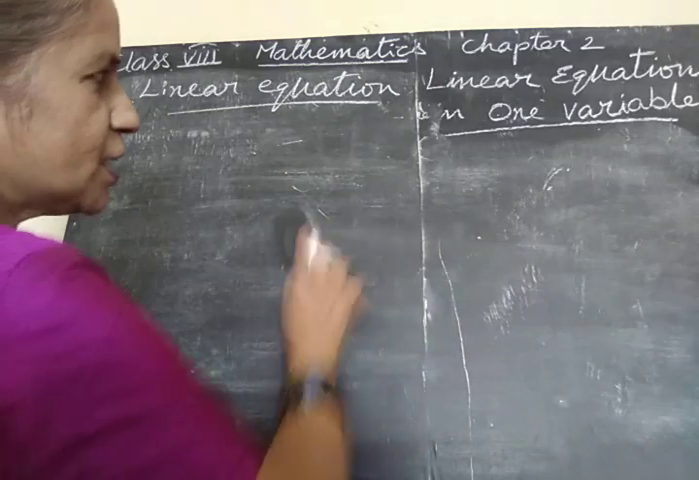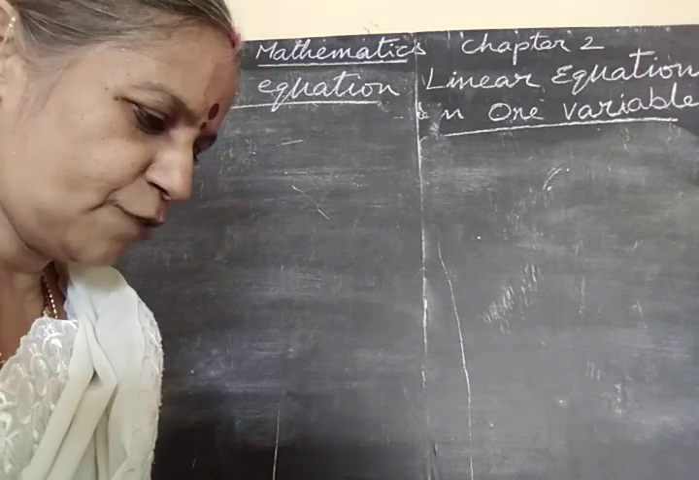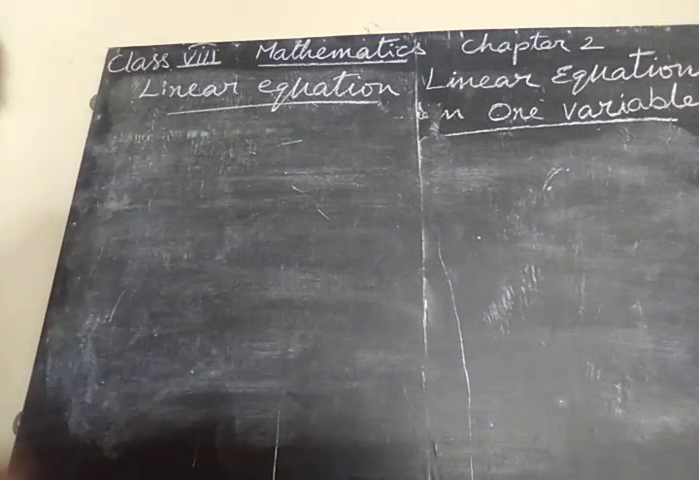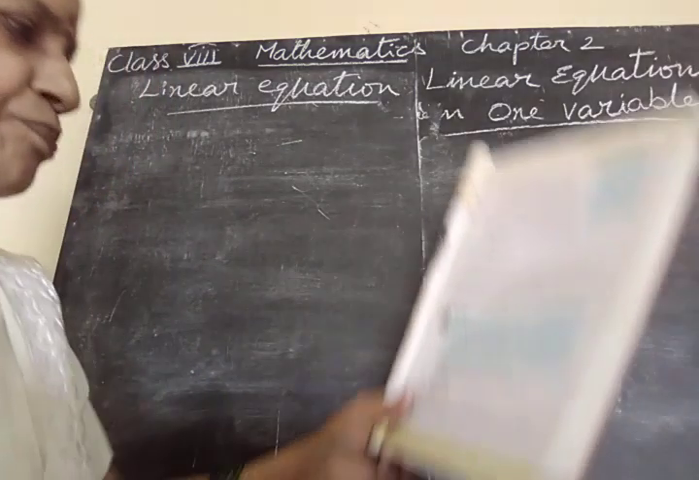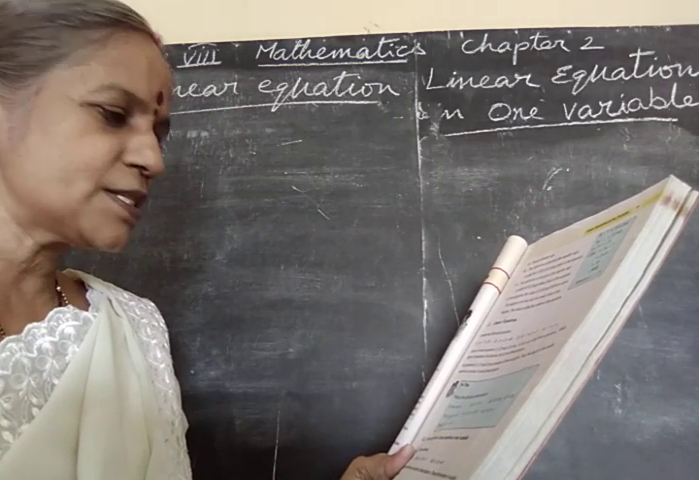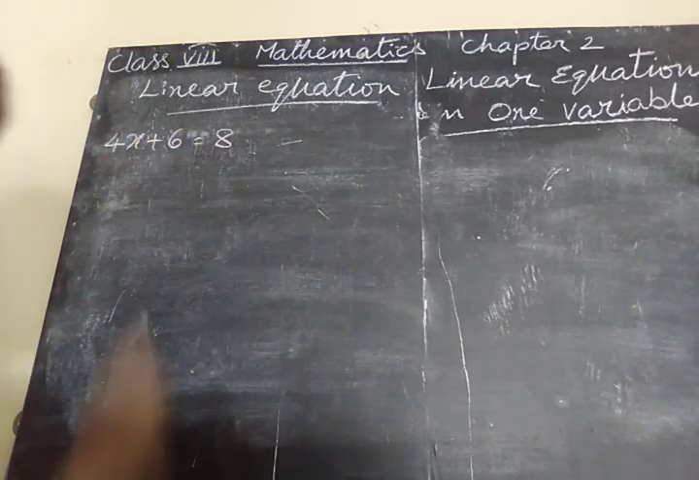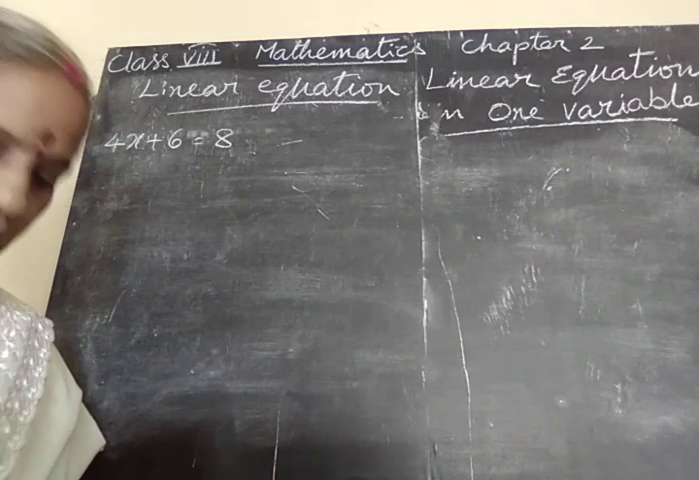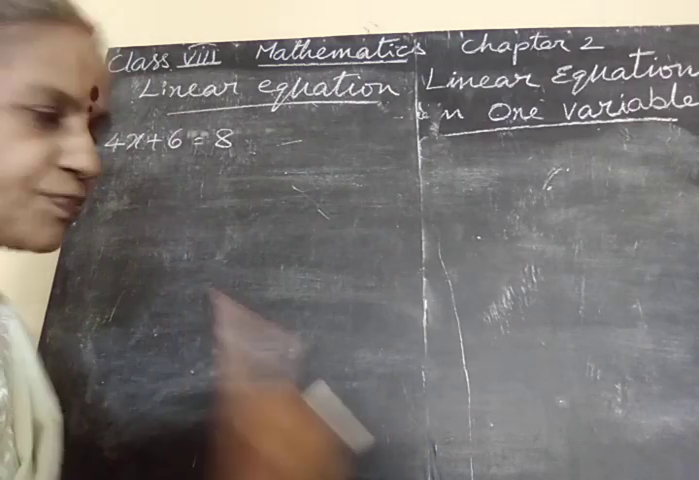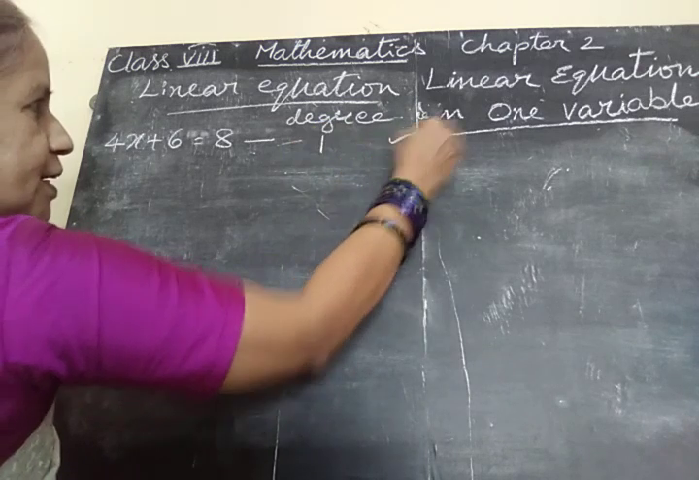Now, linear equation in one variable. See once here, children, page number 35. Which of the following are linear equations? Do these sums. I will read, see once in the textbook. First one is 4x + 6 = 8. Here, is it a linear equation or not? You have to say. Yes. What is the degree? 1. Degree of this one is 1. So it is a linear equation.